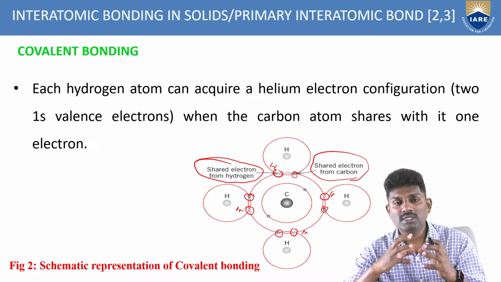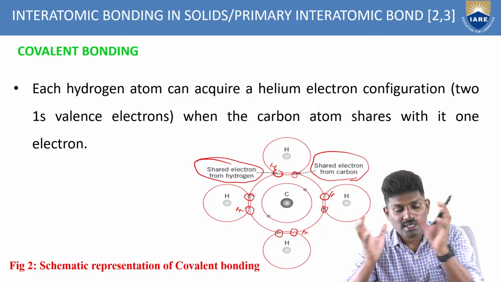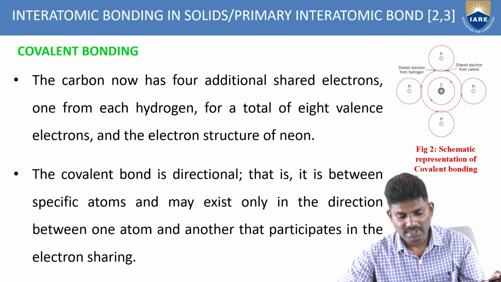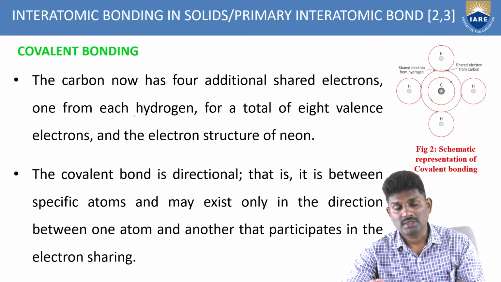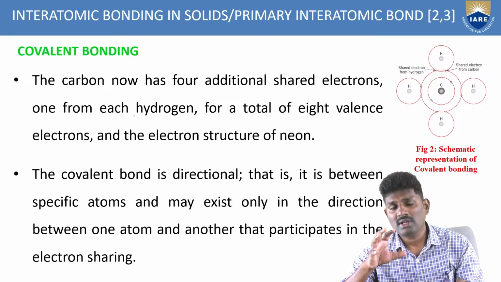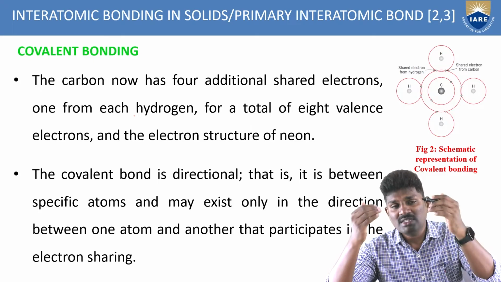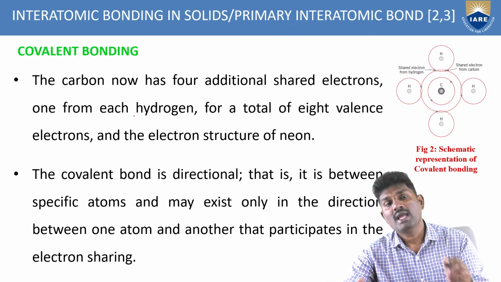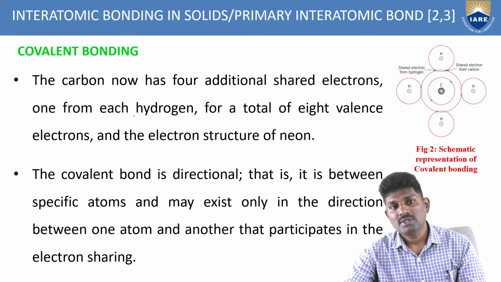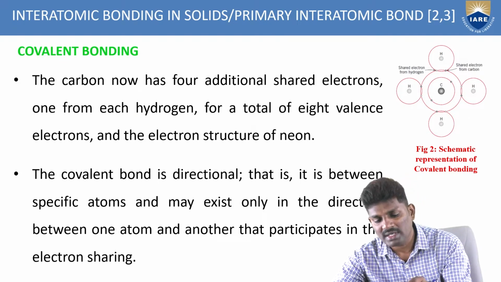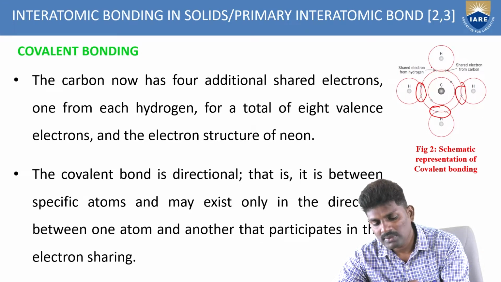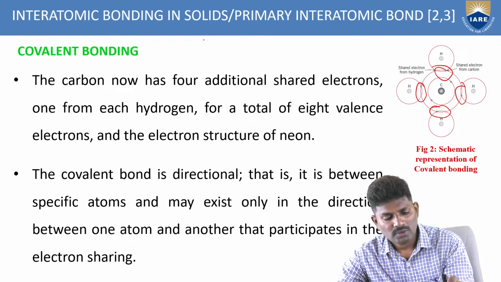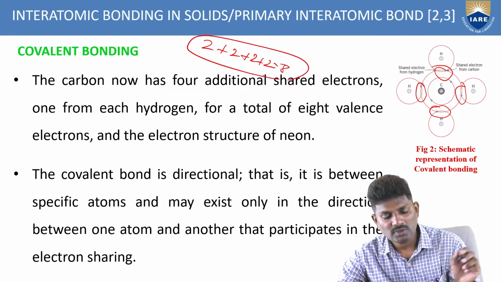Okay, now both the carbon as well as the hydrogen atoms are sharing. Because of that sharing, we'll see what is happening here. The carbon now has 4 additional electrons. Initially only 4 valence electrons are there. Now because of the sharing from the hydrogen, 4 additional electrons are shared to the carbon, one from each hydrogen atom. So total how many are you getting? Here you get 2 plus 2 plus 2 plus 2, total 8.